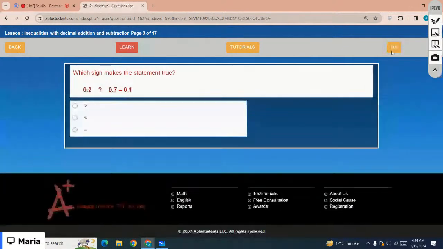Okay, the next one is 0.2. You have to compare it to 0.7 take away 0.1. So which is the correct option? 0.7 minus 0.1 is 0.6. 0.2 is less than 0.6. The correct option is less than. Option number 2 is the correct option.